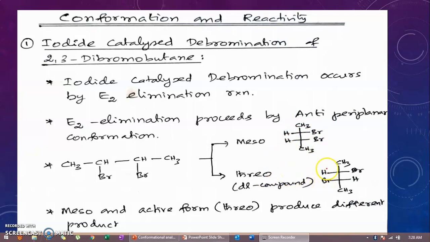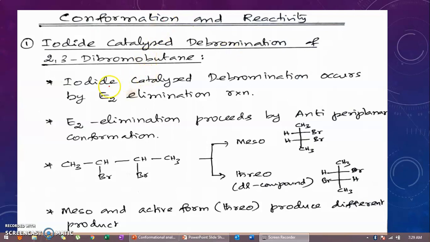On the left-hand side we have different groups, on the right-hand side we have different groups, but in the middle we have the same group. One direction has similar groups. Therefore, it should be the threo isomer. Now the question is, if meso or threo isomers undergo debromination, do we get the same product or a different product?